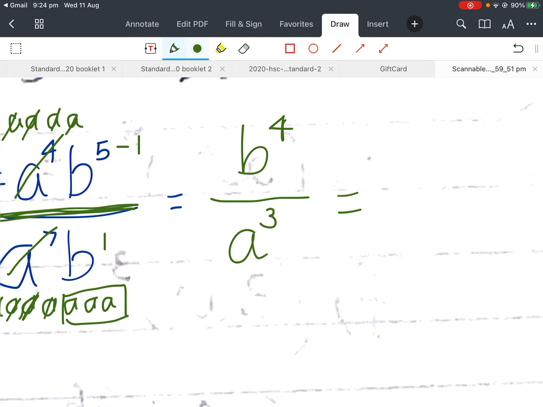4 minus 7 gives me a to the power of negative 3, and then 5 minus 1 gives me b to the power of 4. Now that would still be correct, but if the question said write your answer with positive indices, then that would actually make you incorrect. So just watch out for that.